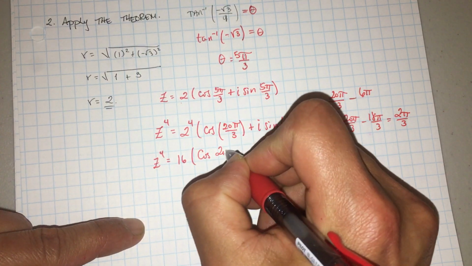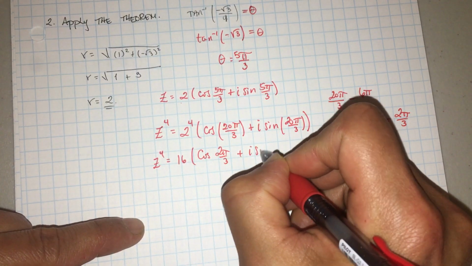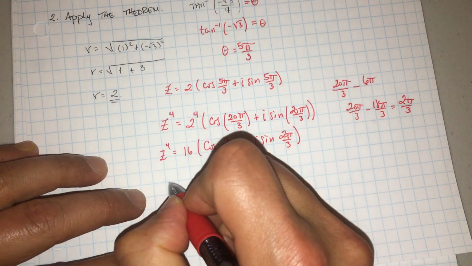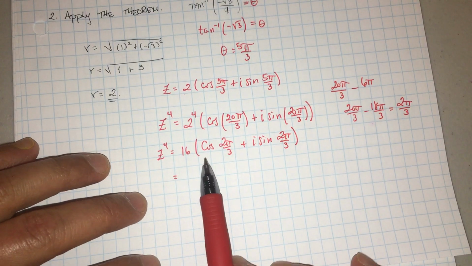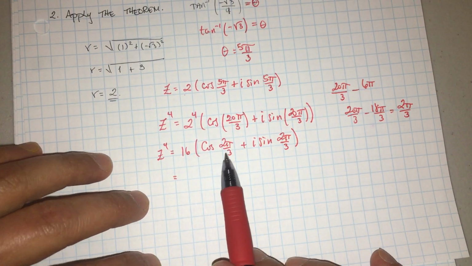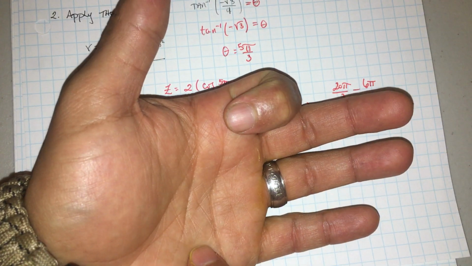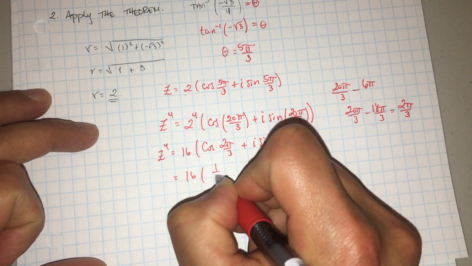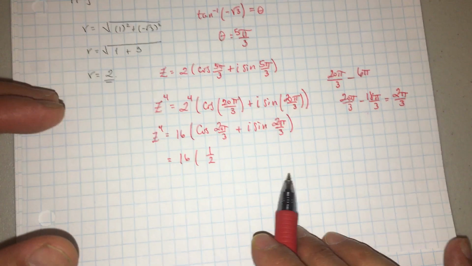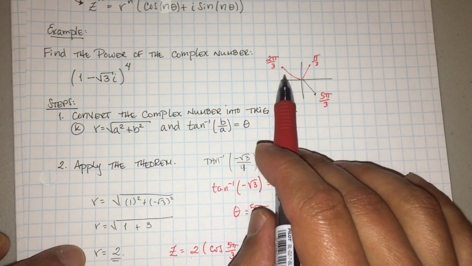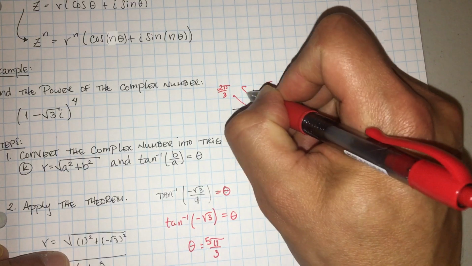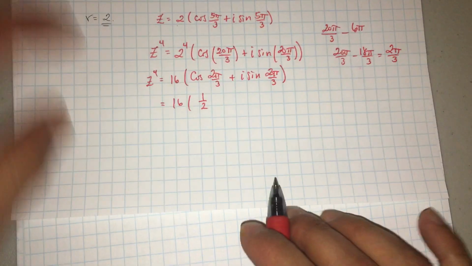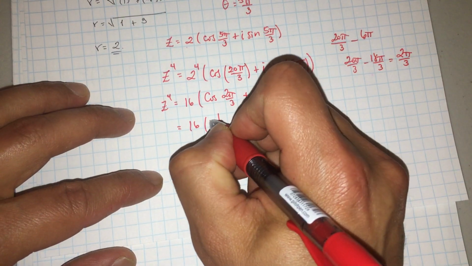So I have to figure out cosine of 2 pi over 3 plus i sine of 2 pi over 3. Cosine of 2 pi over 3: pi over 3 is my reference angle. What's the cosine? It's 1/2. Is that 1/2 positive or negative? Remember, 2 pi over 3 is located in the second quadrant. All Students Take Calculus: over here, sine is positive, but that's not sine, that's cosine, so this one is going to be negative.